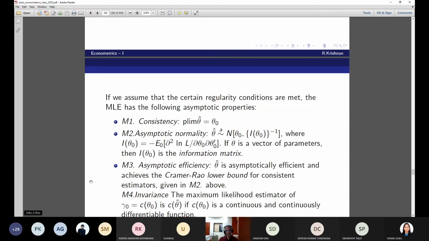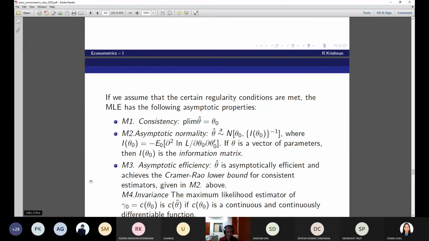M1, consistency: plim theta hat is equal to theta 0. M2, asymptotic normality: theta hat is asymptotically normally distributed with mean theta 0 and covariance matrix I(theta 0) inverse, where I(theta 0) is nothing but minus the expectation of the Hessian. If theta is a vector of parameters, then I(theta 0) is called the information matrix.